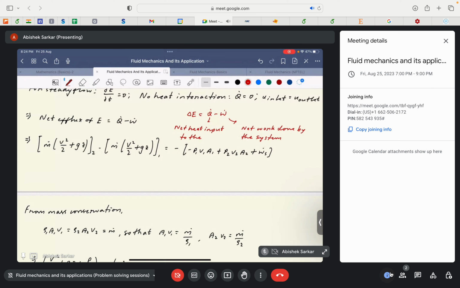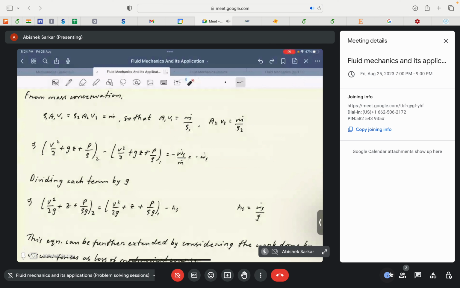so keeping that idea or that definition for Q dot and W dot in mind, this is the form of the first law of thermodynamics. Since we initially mentioned that this is the net work done by the system, this term will remain as it is, and the minus sign comes from the general notation that we use in the first law of thermodynamics. So keeping this in mind, again from mass conservation we have rho A1 V1 is equal to rho A2 V2. So we have A1 V1 is equal to m dot by rho 1, A2 V2 is equal to m dot by rho 2.